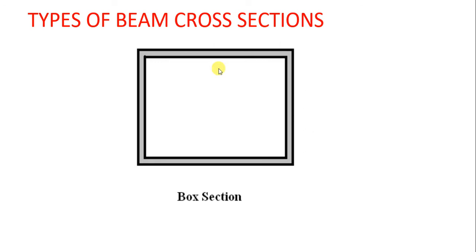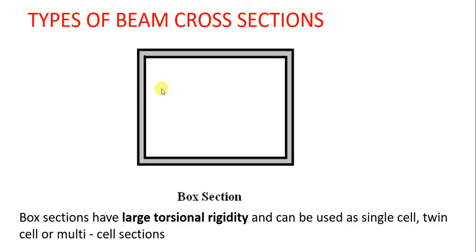This is a box section, a hollow section. Box sections have large torsional rigidity and can be used as a single cell, that means only one box, twin cell, two boxes, or multi-cell sections.